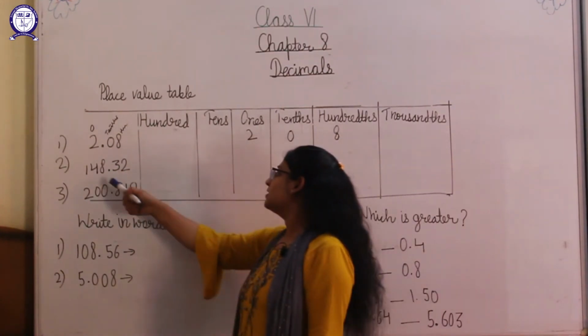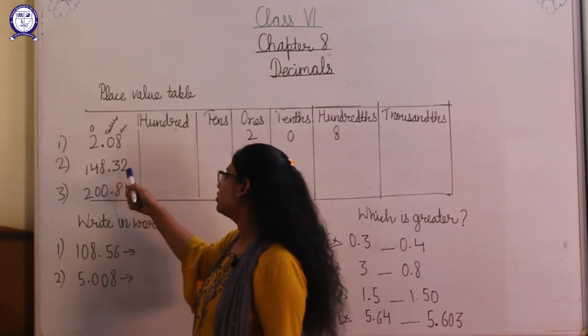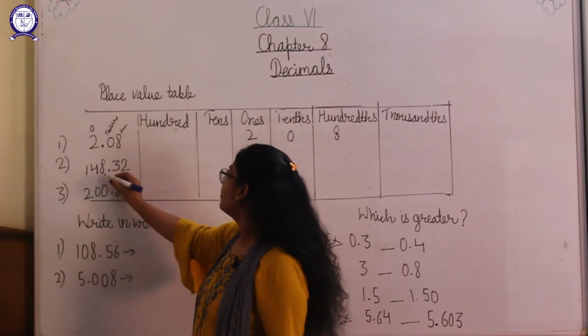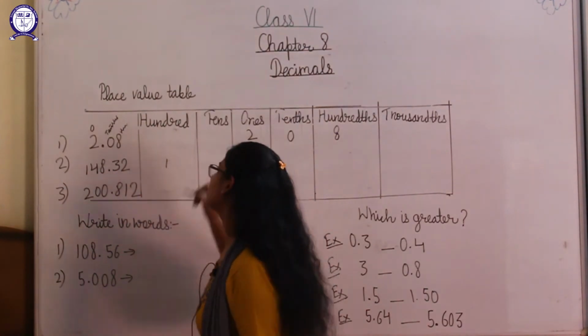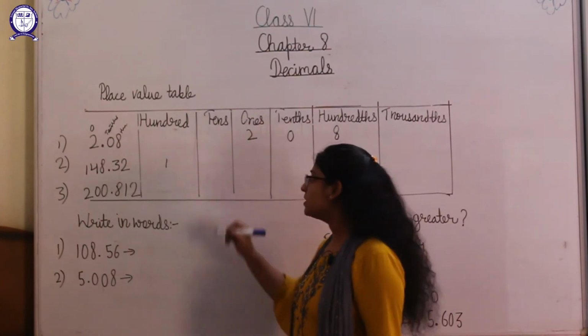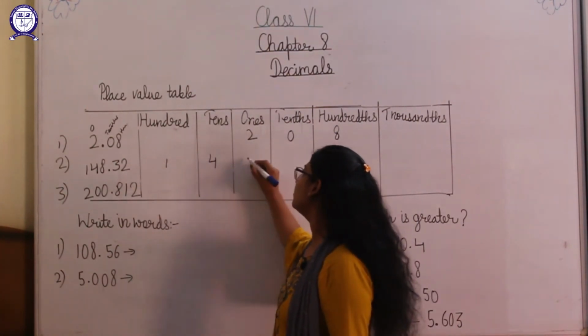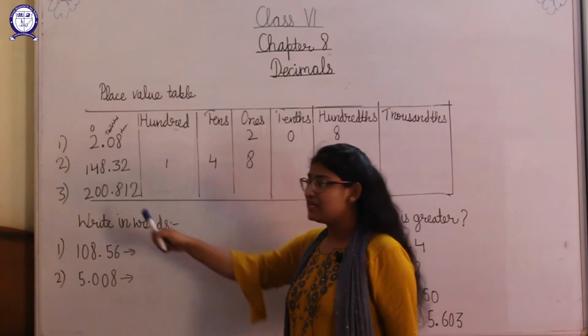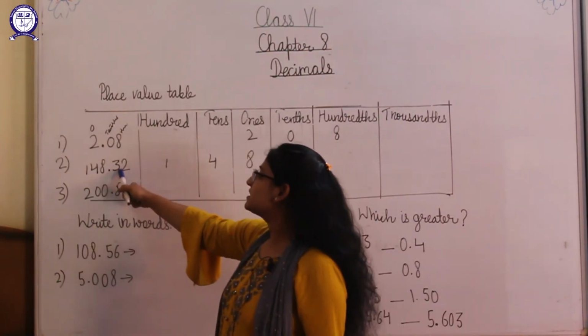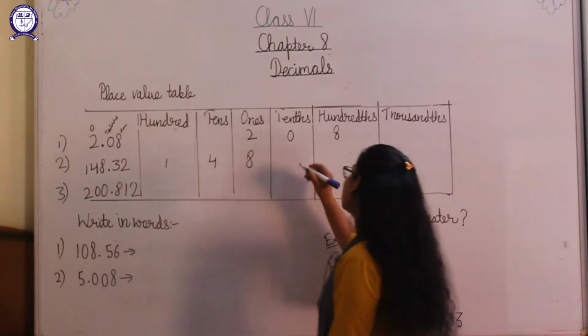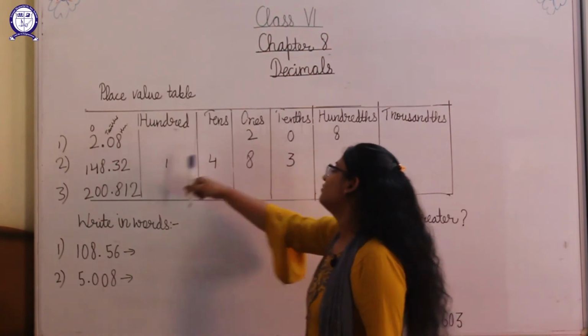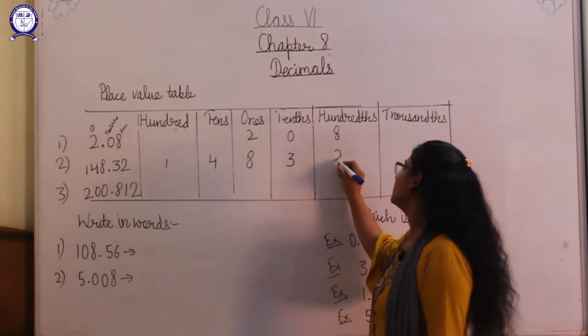Okay, now 148.32, so it is 148. Place for the 100 it is 1, tens it will be 4, for the ones it will be 8. Then the decimal is here, it means it is the tens and it is the hundreds. So for tens we will write 3, and for thousands we will write 2 here.